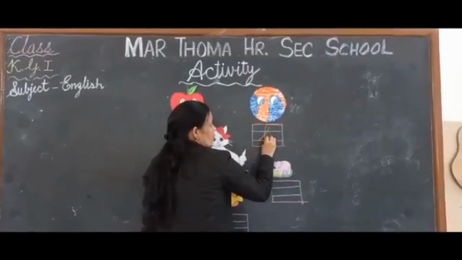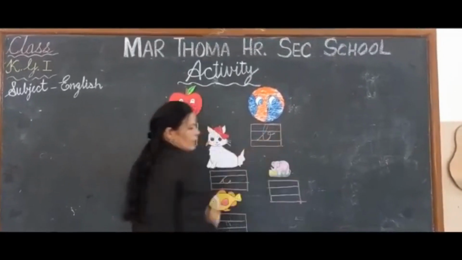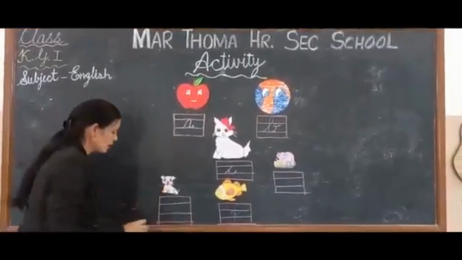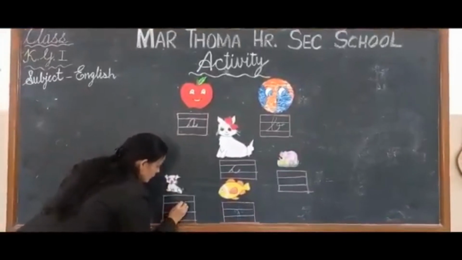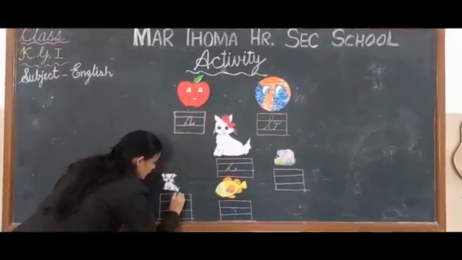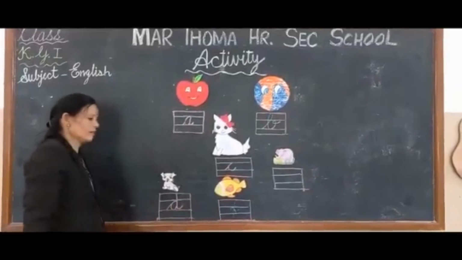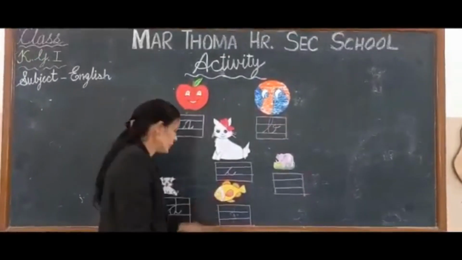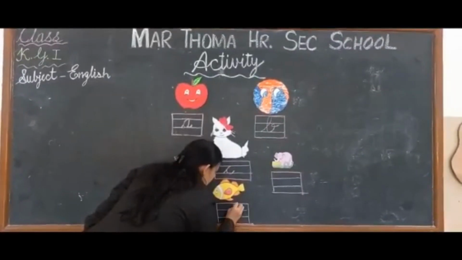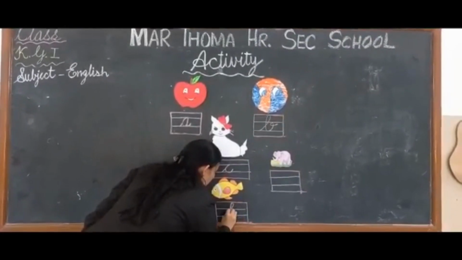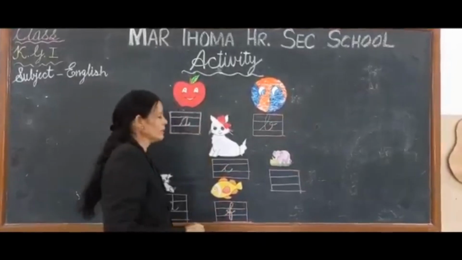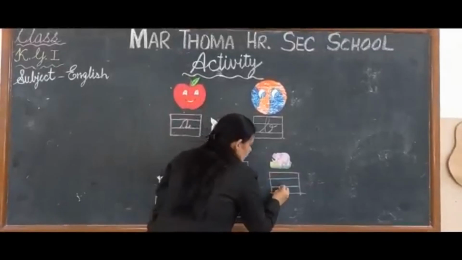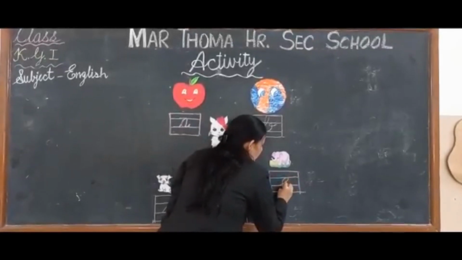Ball. Write here, small cursive B. Okay children. This is D, the dog. Write here small cursive D. D, the dog. This is F for fish. Write here. F for fish. Okay children. Now this is E, elephant. Write here small cursive E.